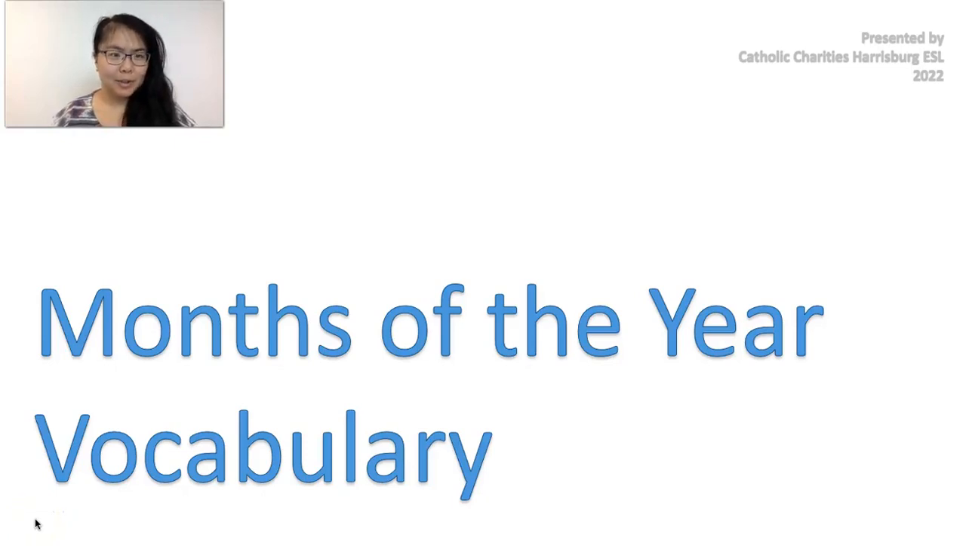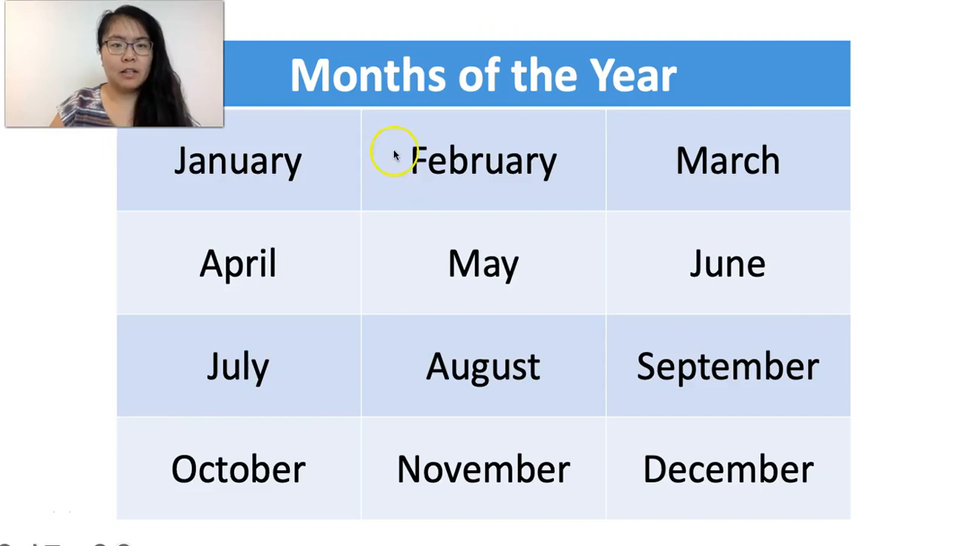So today we're going to be talking about the calendar. Sometimes you hear the term calendar year. That means 12 months. One year has 12 months. So these are the months of the year. These are the months on a calendar.